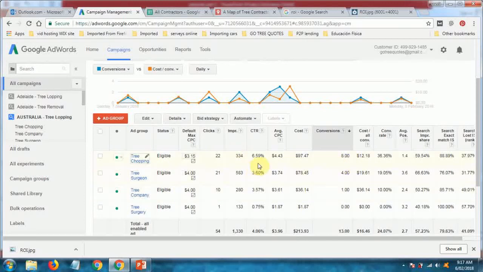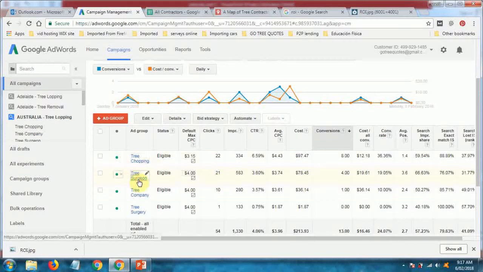So why not? Remember, we may not call ourselves tree loppers, we're arborists, but you've got to mimic the language that customers are using. The customer's always right, and if they're looking for a tree lopper, you're a tree lopper. So that's what you've got to be advertising for. So let's have a look at this one, for example. It's costing me $19, which isn't the best. I got 4 conversions, $78 for those total conversions, and 21 clicks in total.